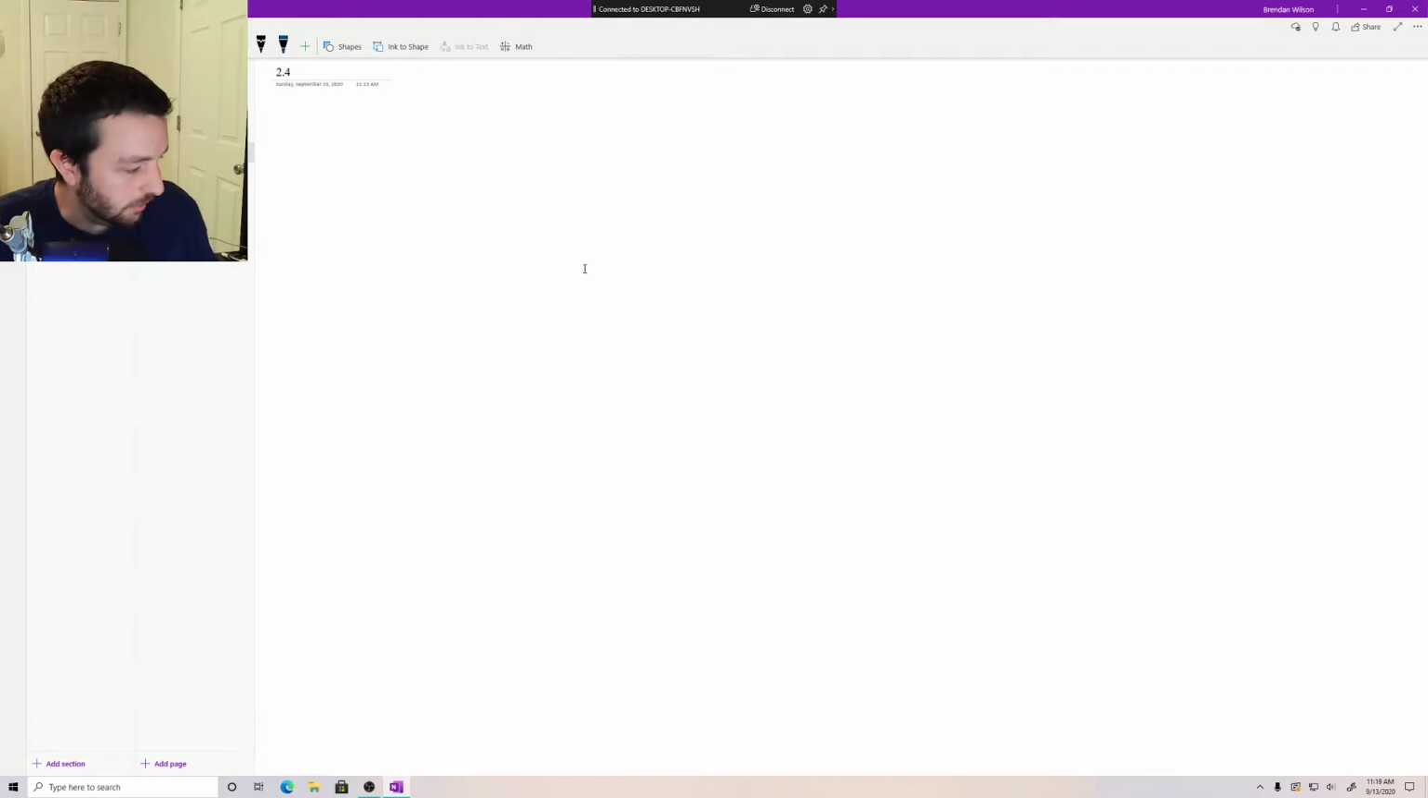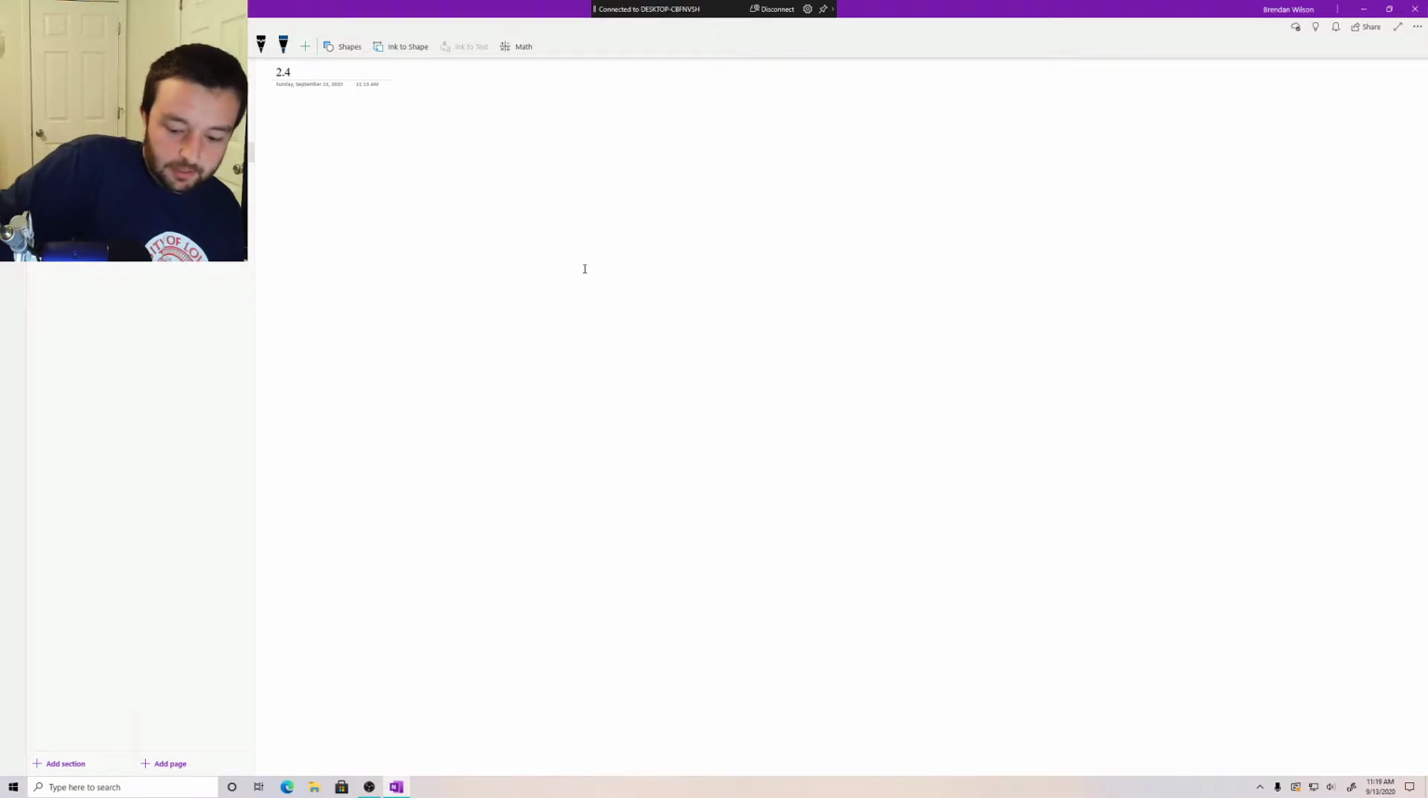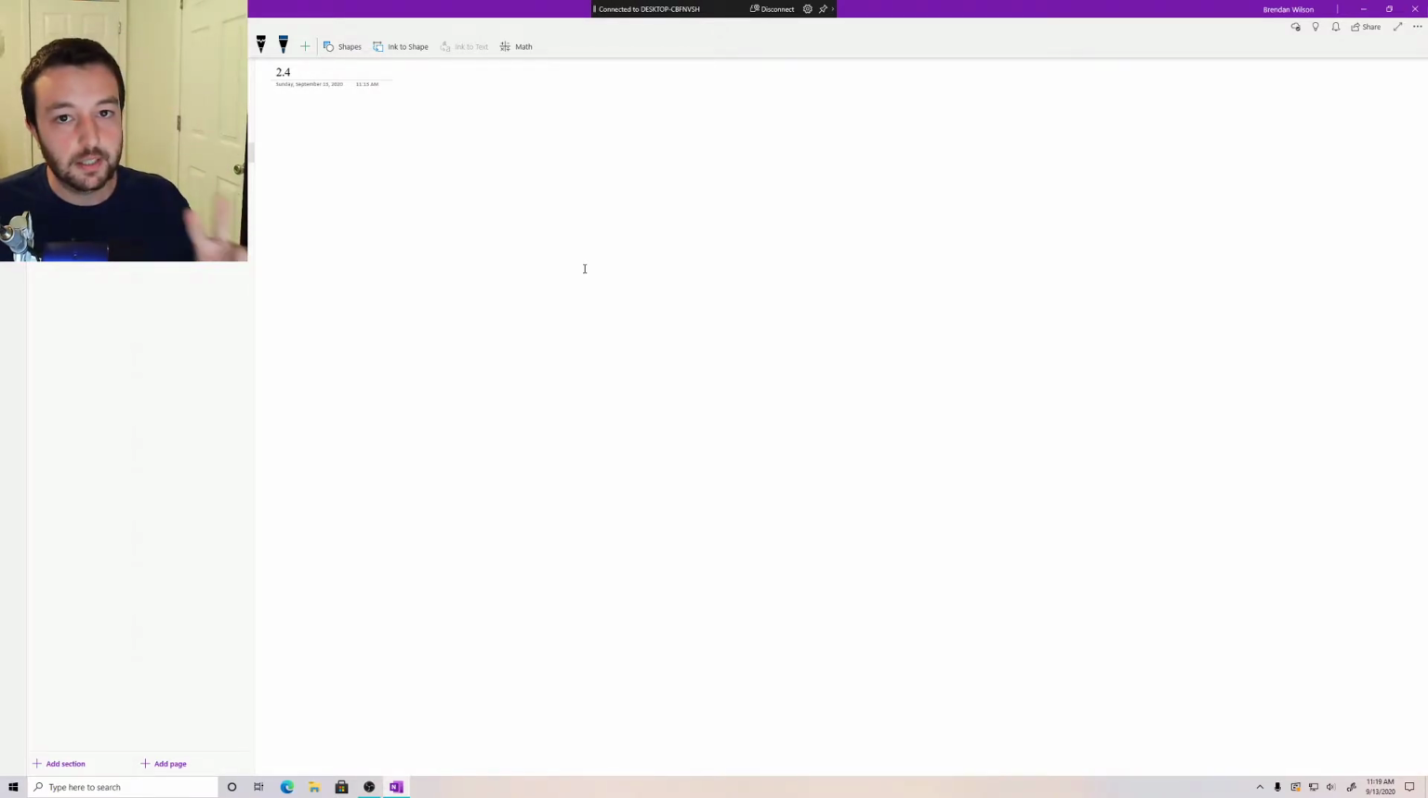So let's move on to 2.4 now. 2.4 and 2.5, we want to deal with kind of the last two key things involving whole numbers specifically. And then after that, we're going to get into the integers, meaning that we're going to add negative numbers into the mix.